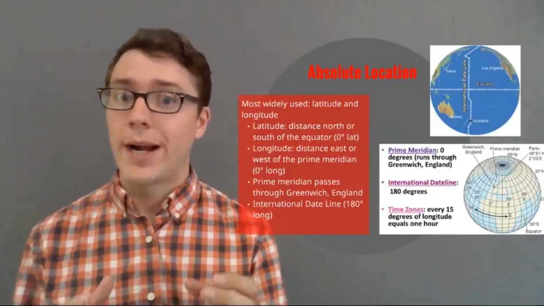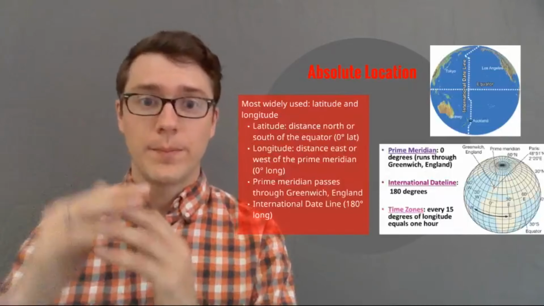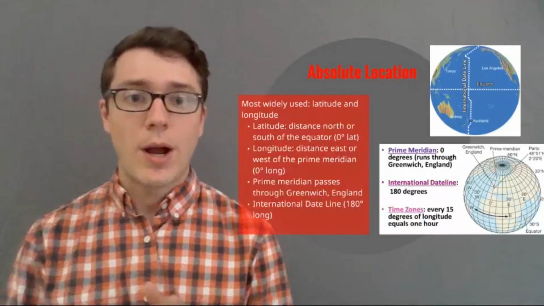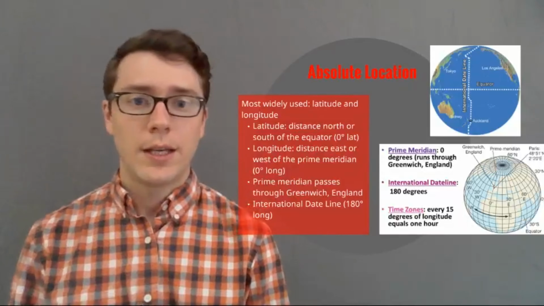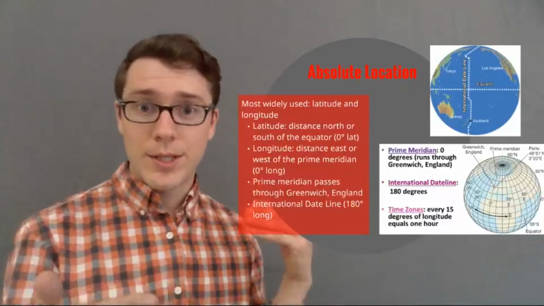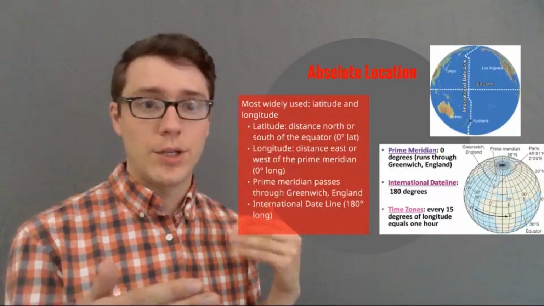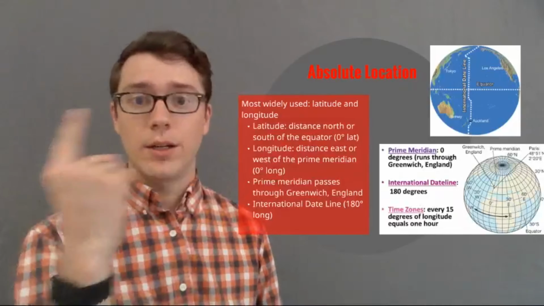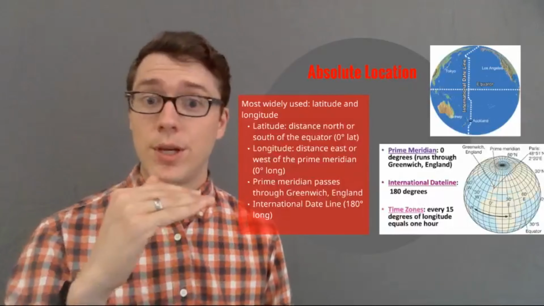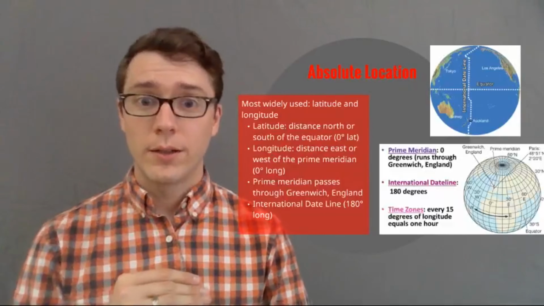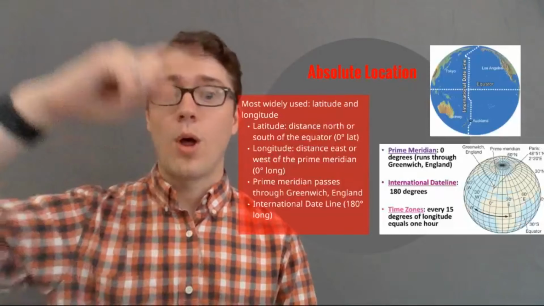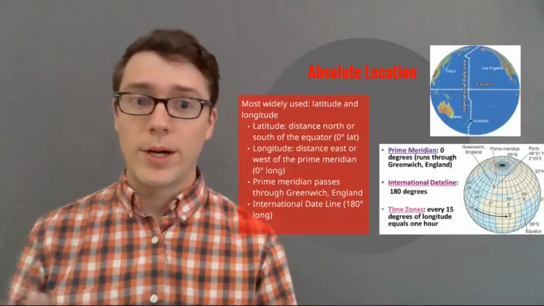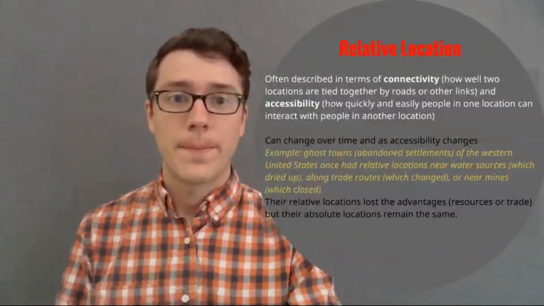So latitude is the distance north or south of the equator, and longitude is the distance east or west of the prime meridian. The prime meridian passes through Greenwich, England, and the international date line's on the opposite side of the earth. That's at 180 degrees. So again, latitude goes laterally around the earth, and it tells you the distance north or south you are of the equator. Longitude runs the long way over the poles, and it shows you how far you are from the prime meridian, west or east.